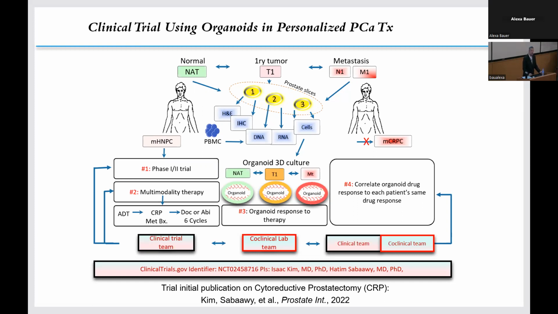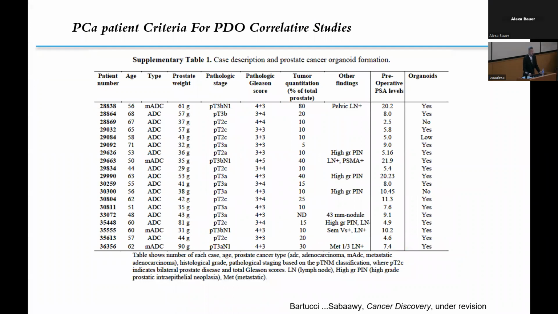We take 3 different pieces, divide them between histological pathological diagnosis, sequencing, and the organoid formation. And from these, develop patient-derived PDOs for each prostate cancer patient. The goal is to correlate the drug responses in the organoid system to the drug responses in the clinic. These are some of the features of the patients involved in this trial.